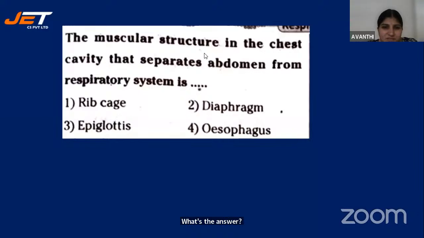Yes, Rishikesh, Pavan Sai. Option 1, rib cage protects the chest cavity and lungs, but not that. This is the separation. The question is very clear, and they have given a hint also to you. Muscular structure. It is given muscular structure.